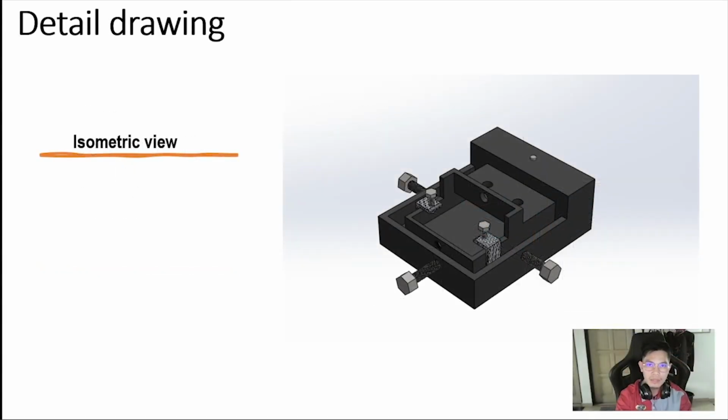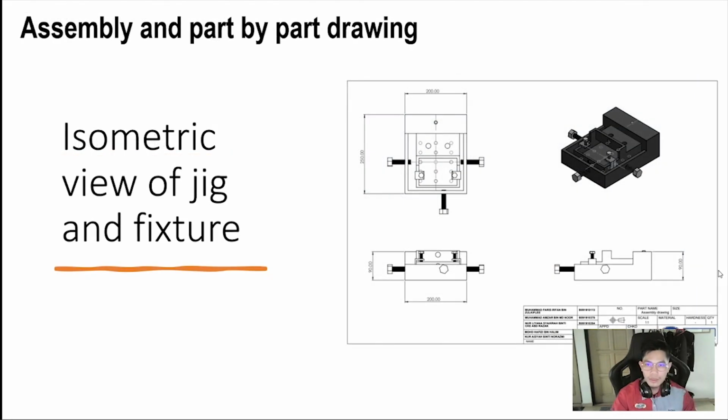Hi, my name is Muhammad Amzar bin Makno. Now I will explain to you about the detailed drawing of our jigs and fixture. As you can see right here, this is the isometric view of our jigs and fixture. By using SolidWorks, we can create this 3D model accurately based on visualized drawings. Now I will show you our assembly and part by part drawing. The first one is the assembly drawing, which explains the dimensions of the jigs and fixture.